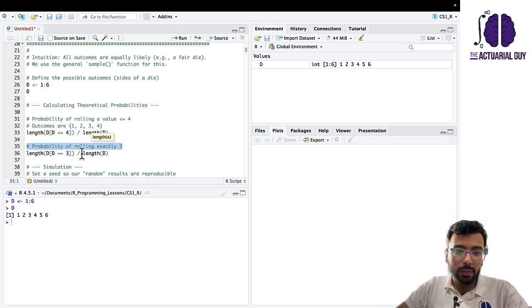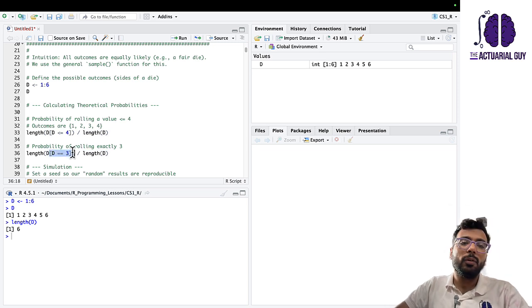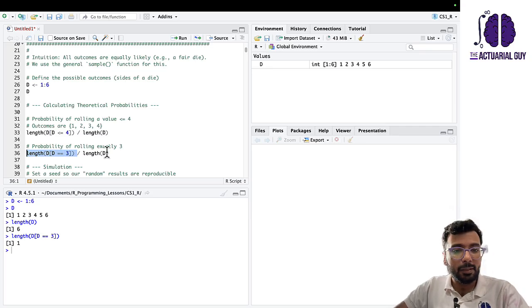But to formally do this, in the denominator you will have all the outcomes, the total number of outcomes, which is the length of D. If you just run length of D, you will see it's 6. And in the numerator, we would run the length of D where D is equal to 3. That is the syntax of this. You will see there's only one possibility where D is equal to 3.